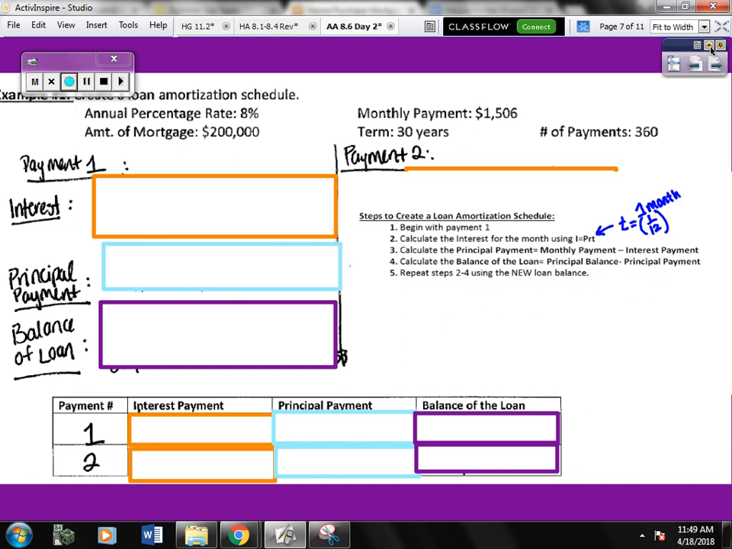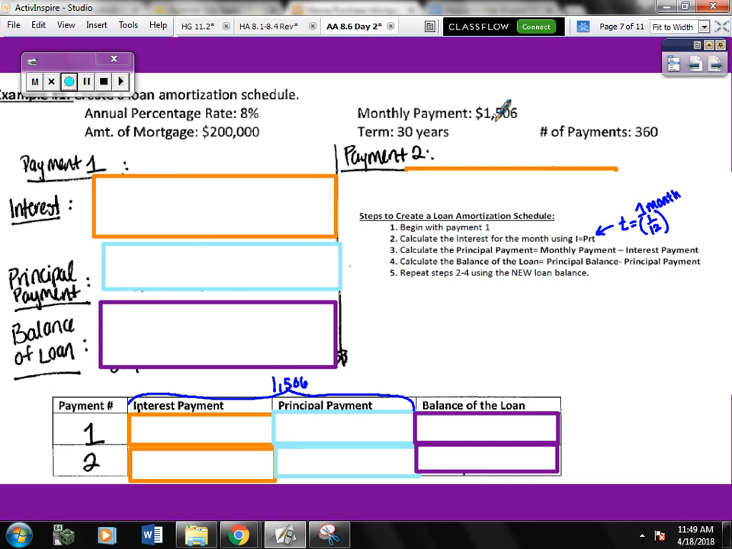And then these are the 2 formulas you may want to add to your formula sheet. The principal payment is found by taking the monthly payment and subtracting your interest payment. And the balance of the loan is equal to the principal balance minus the principal payment. One thing to notice is that the interest payment and the principal payment, these 2 columns, have to add back up to your monthly payment, which is $1,506. So all we're doing is showing you where your money is going. When you pay this every month, where is it going? How much of it is going towards interest? How much of it is going towards principal? And then together those will add back up to get you your monthly payment.